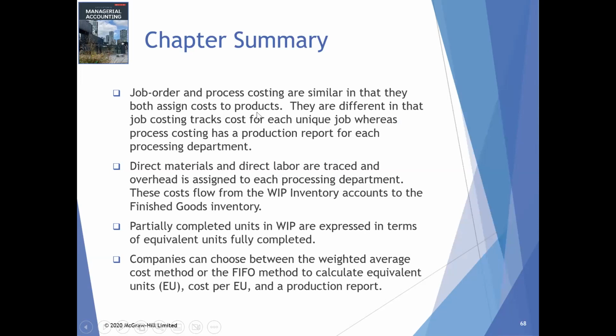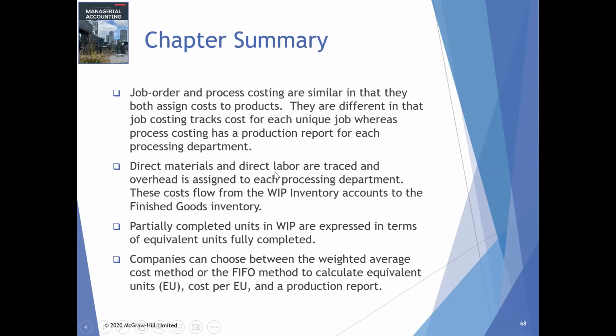So at the end of this chapter, what we say is that there are two types of costing, job order and process costing. Job order is the previous chapter that we completed, and process costing is what we have completed today. Both are similar in that they both assign cost to products. They are different in that job costing tracks cost for each unique job, whereas process costing has a production report for each processing department, right?